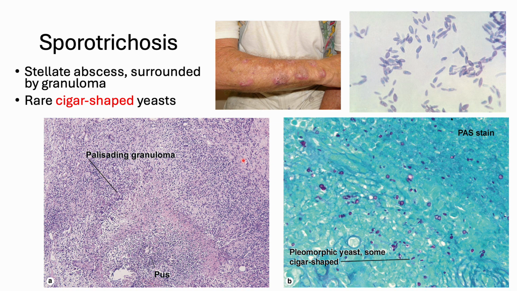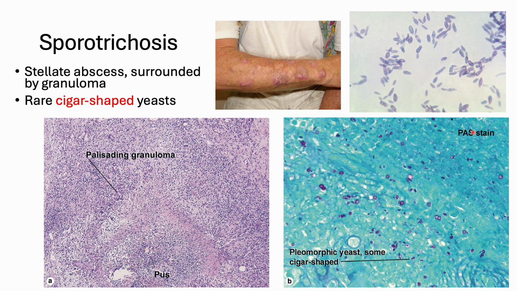The next one is important for Dermpath, which is sporotrichosis. The classic clinical scenario is a person who is a gardener and is cleaning the garden maybe in April, and a rose thorn penetrated his arm and he starts to have those bumps on the arm, causing abscess and granuloma. And when we have the biopsy, we can see the palisading granuloma with neutrophilic pus.